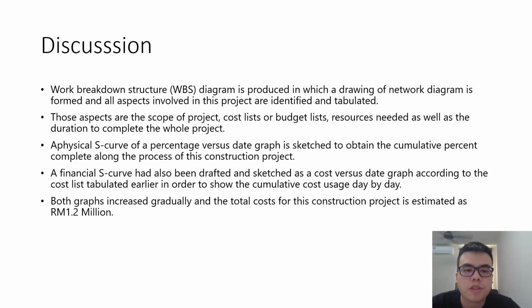A work breakdown structure WBS diagram is produced from which a network diagram is drawn. A physical S-curve and a financial S-curve have also been drafted and sketched. Both graphs increase gradually, and the total cost for this project is estimated as RM 1.2 million.